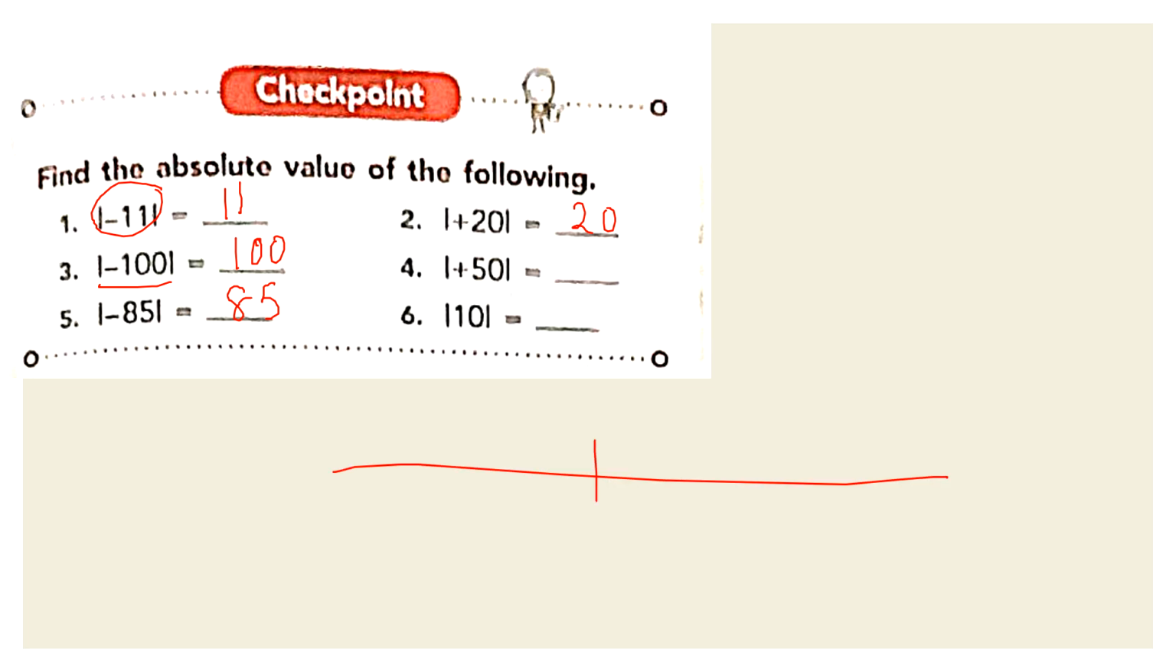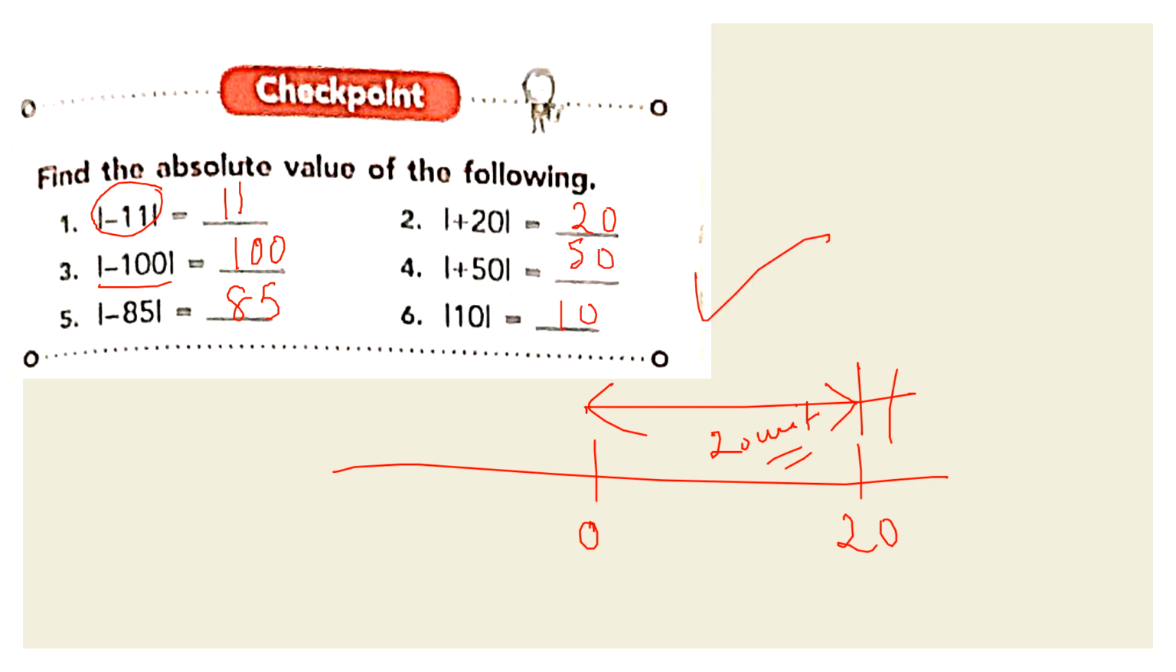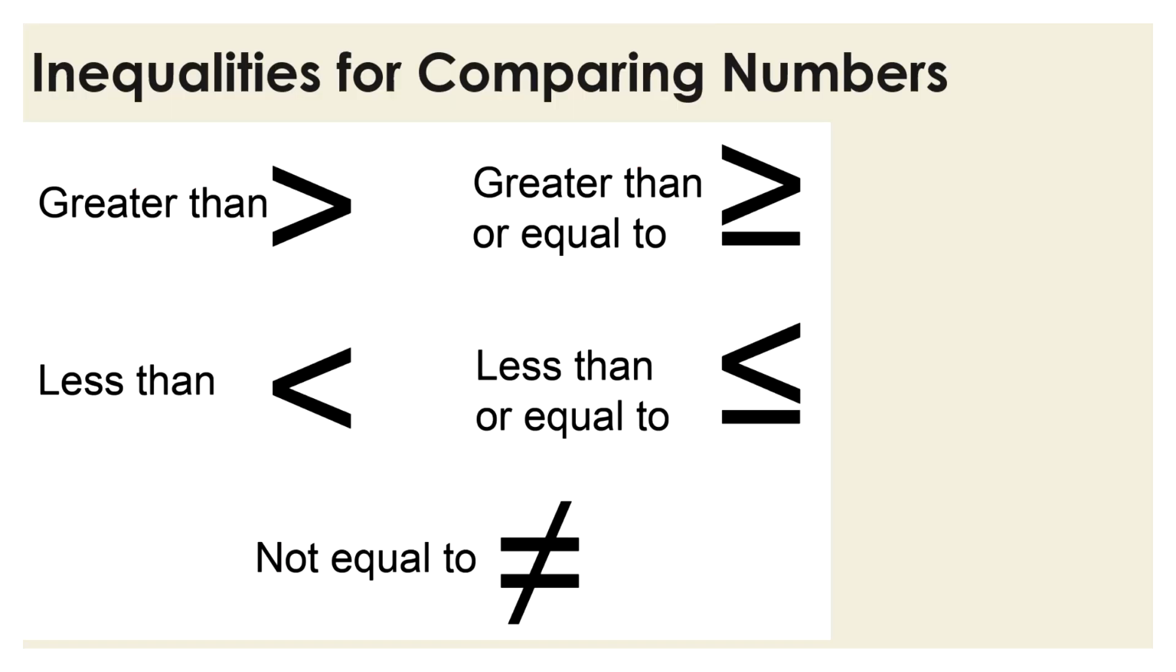That means positive 20 is 20 units away from 0. This is 0. If this is 20, you see this is 20 units away from 0. So this is your absolute value. This is 50 and this is 10. Moving on to the next slide.